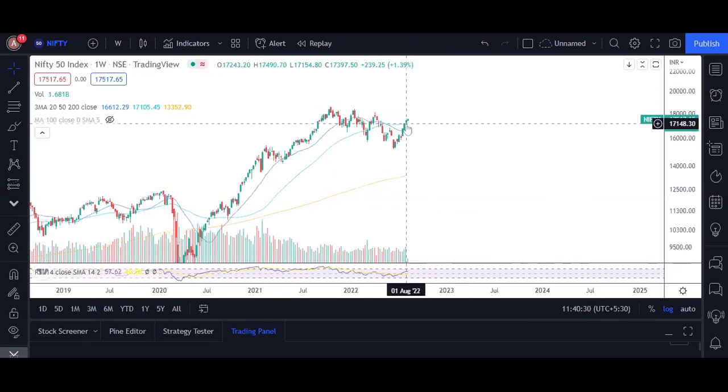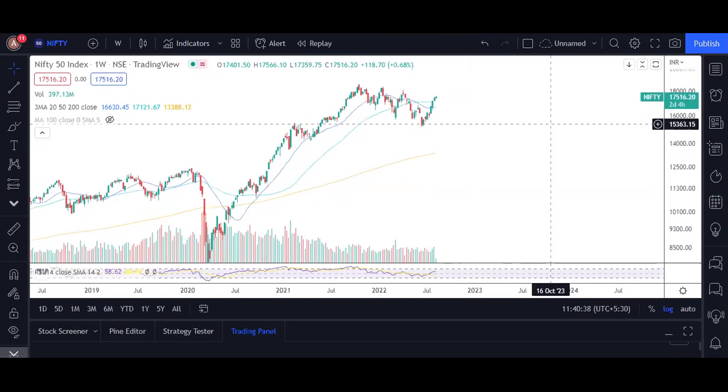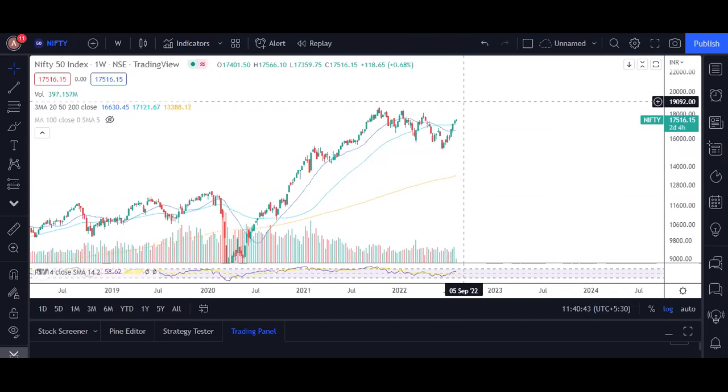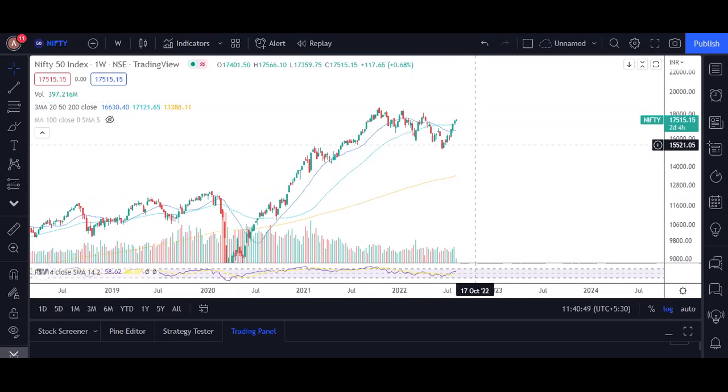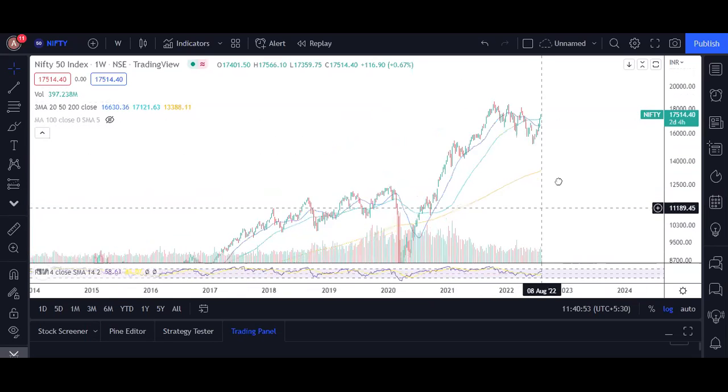We still don't know if this is going to break out or if it is going back to maybe the 100 moving average or 200 WMA. We are not very sure about it, which is why I'm keeping two possibilities open. The first one is, let's make a new high, maybe till 19,000 or 20,000. After that, we can make a retest of this moving average or a little deeper, and after that we can have a newer bull market.